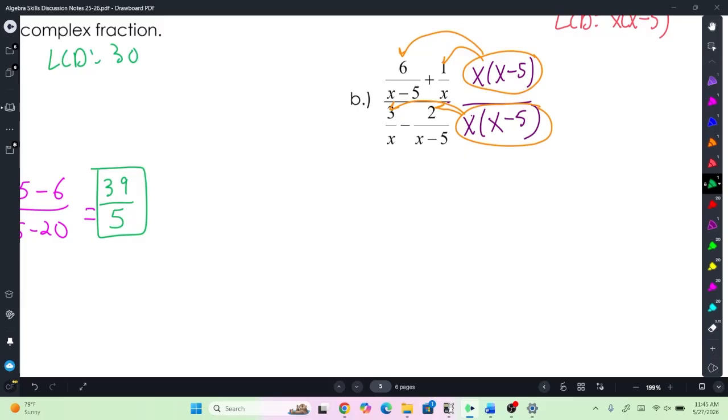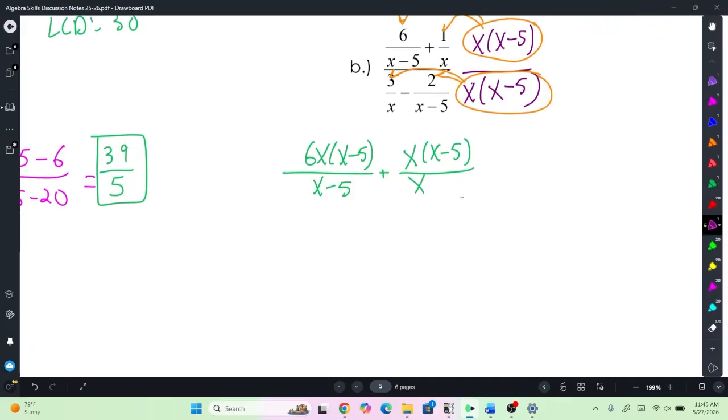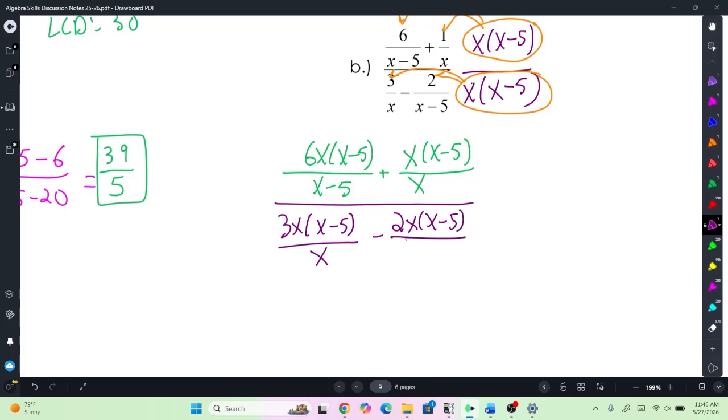So again, this is going to look a little bit messy. So we're going to have 6x times (x minus 5) over (x minus 5) plus 1 times anything is just going to be what we started with, or what we're multiplying by. Okay. So then in the denominator, 3x times (x minus 5) over (x minus 2x times (x minus 5)) over (x minus 5).